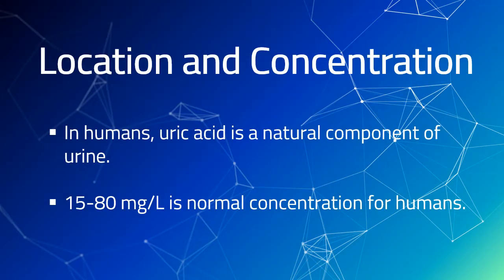The location and concentration of uric acid. In humans, uric acid is a natural component of urine. This uric acid can be found mostly in the kidneys. And as far as concentration goes, 15 to 80 milligrams per liter is the normal concentration for humans.